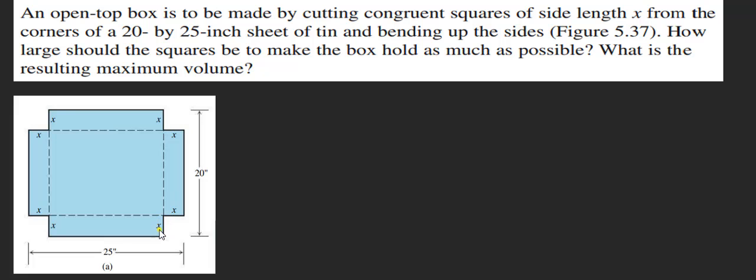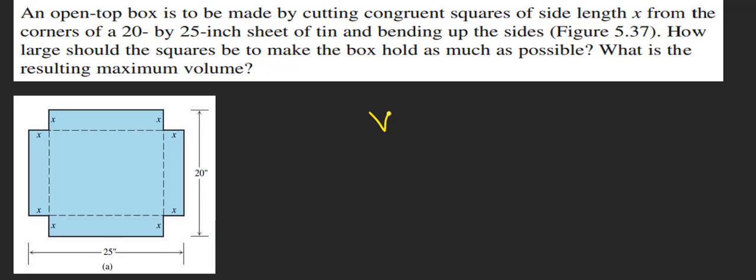And what you're going to do is cut the corners, which are squares, and fold it so that this becomes an open box. Now it asks, how large should the squares be to make the box hold as much as possible? So basically we want to find the maximum volume of this open box. We want to find the value of x so that we could cut the corners of this rectangle so that the open box will have a maximum volume.